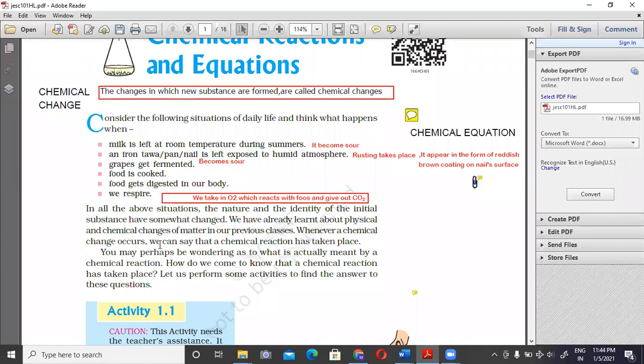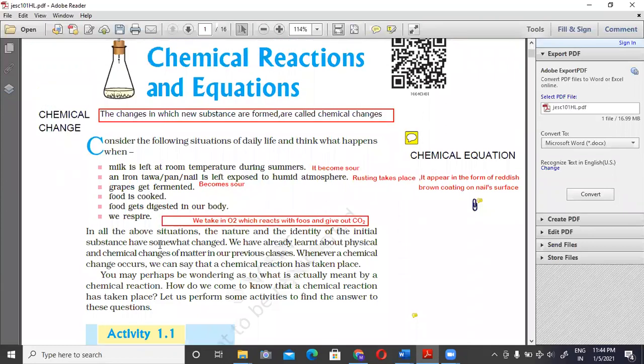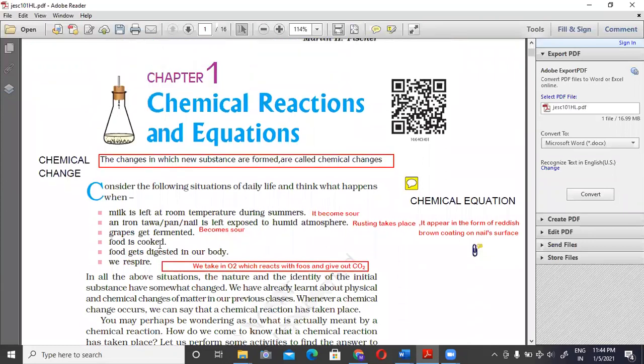In your previous classes, you have already studied what is physical change and what is chemical change. So let's recall the physical change and chemical change. Chemical change: the change in which new substances are formed is called chemical change. For example, you can see when milk is left at room temperature during summer, it becomes sour. Because a new substance is formed, it is a chemical change.